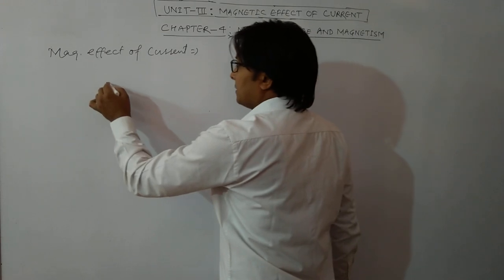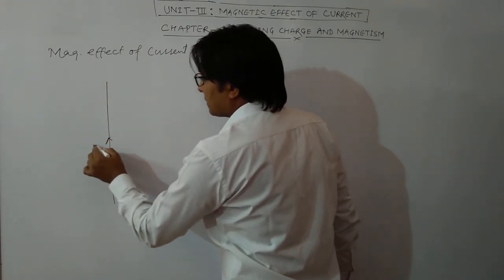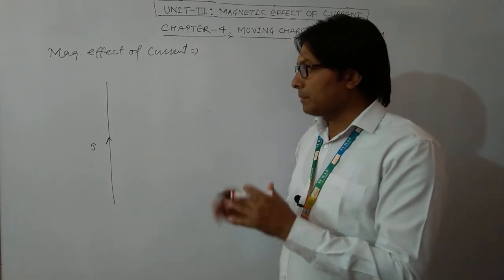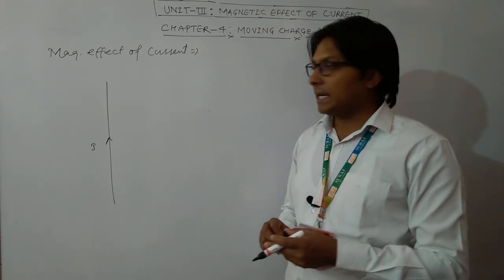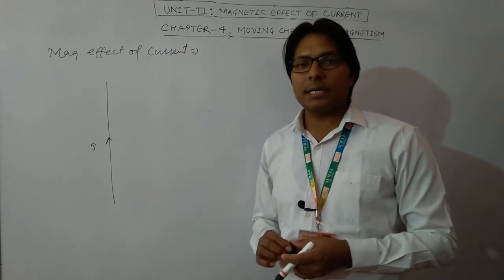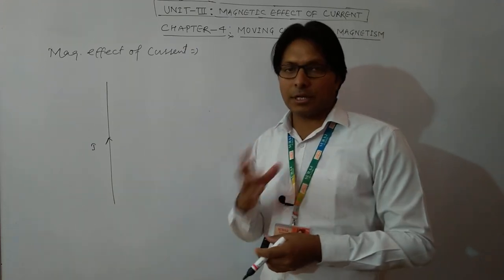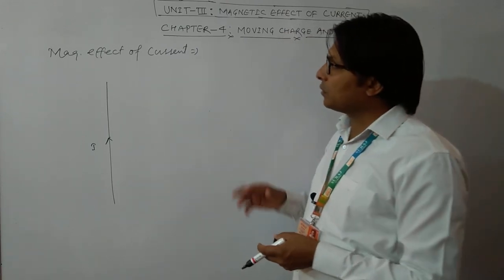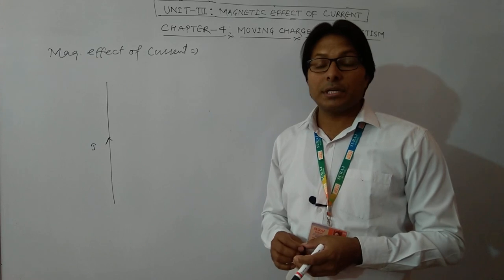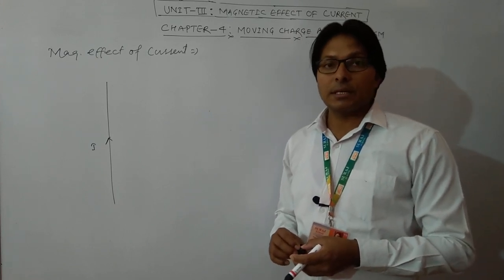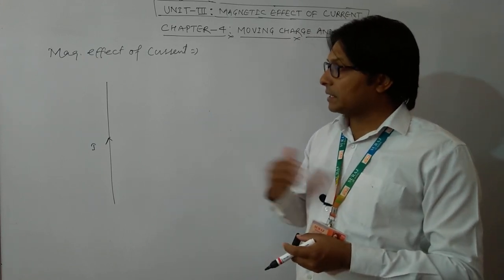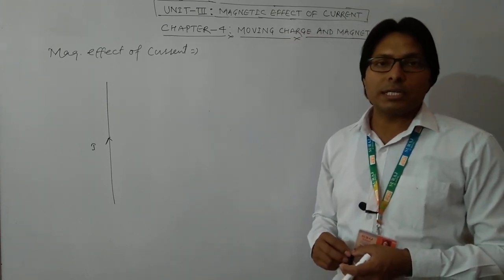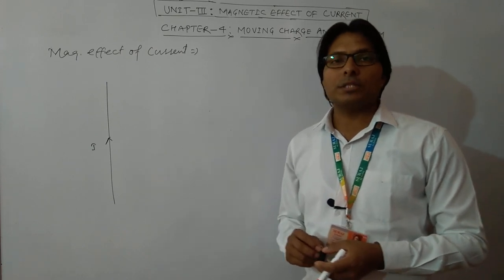When current flows through a wire, some magnetic field is produced in the surroundings of that wire, and this effect is known as the magnetic effect of current. It was discovered by Oersted in 1856 very first. So the credit for discovering the magnetic effect of current goes to the great scientist Oersted.